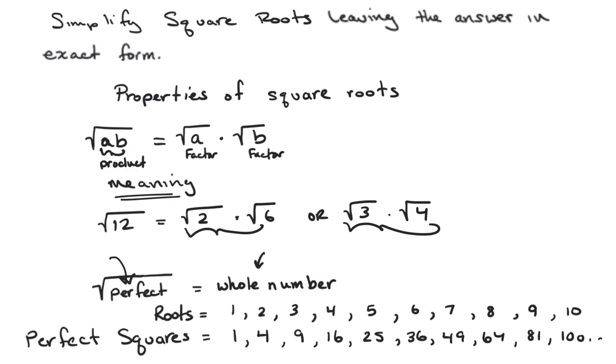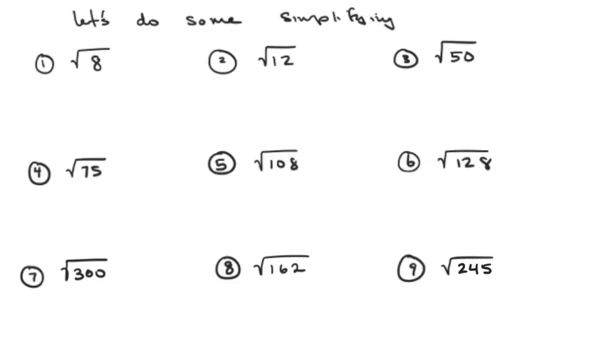All right, so on to the next one. So here we go. We're going to do some simplifying. So the idea I have here is I have 9 problems. And the goal here is to go through these 9 problems and leave them in exact form. So the way that you do this is you use perfect squares.